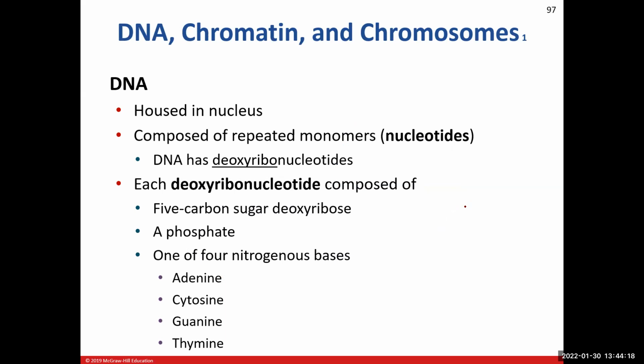If we break it down, our DNA molecule is going to be made up of a sugar molecule called deoxyribose, a phosphate molecule, and then one of four what we call nitrogenous bases. So it's either going to be adenine, cytosine, guanine, or thymine. That is a DNA molecule.